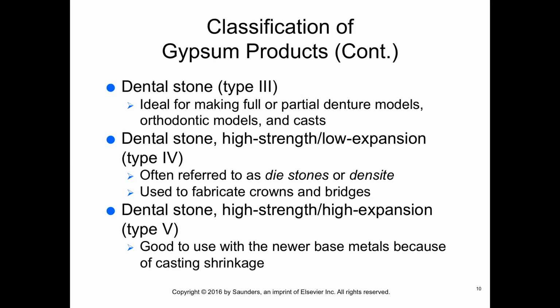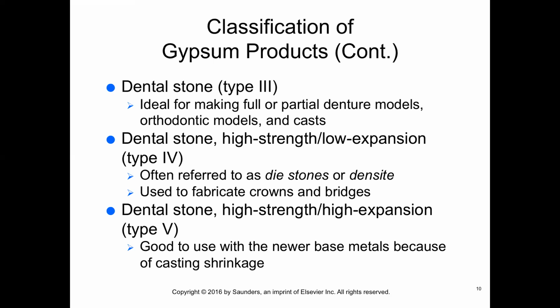If you're making a crown or a bridge, the high-strength, low-expansion dental stone would be used. It's often referred to as die stone or densite because they are well suited for fabricating wax patterns for cast restorations. These products require very strict and detailed handling and are often colored pink or green and are almost 2 times stronger than the type 3 stones.